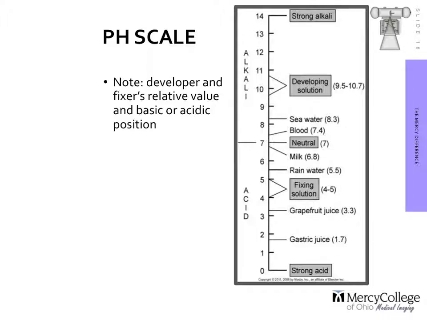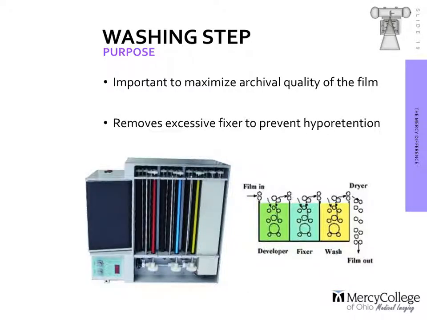So the wash aspect of things is super important in order to maximize archival quality of the film. The whole idea is that we're trying to remove any excessive fixer from the film surface, because excessive fixer will cause hypo retention. It'll cause a white powdery residue in the short term. But long term, it's also going to create a brown type of stain on the radiograph, degrading the archival quality of the images, not something that you want.